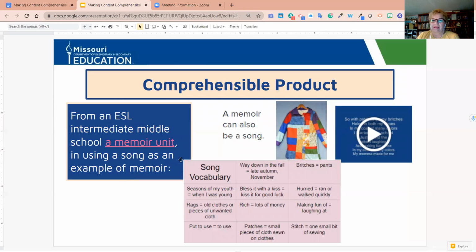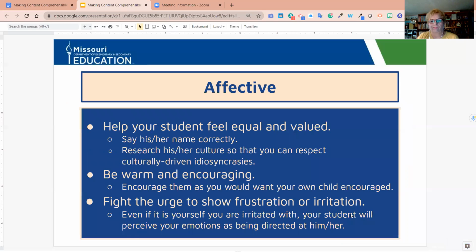And this is another example of how the students can show a product. This teacher made a memoir unit, and this specific lesson was talking about how a song can be part of your history and have meaning for you. And it takes you step by step on how the teacher created it and how they did the vocabulary and step by step to the end product. So I wanted to give you that as an example that you could refer back to.